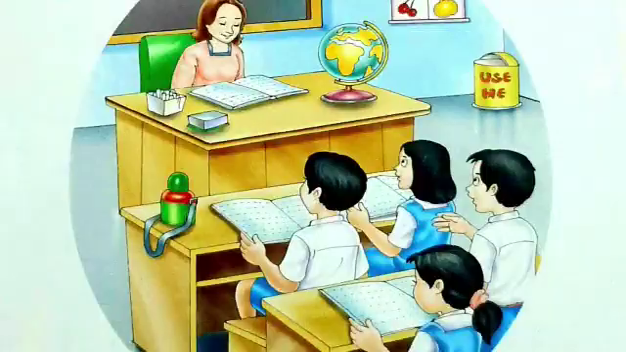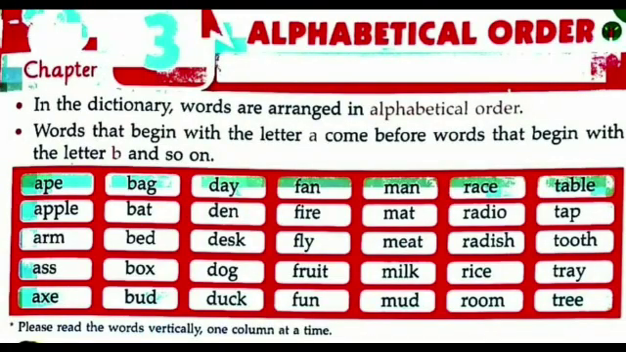Today we'll take up a new chapter from our grammar book, chapter number 3, Alphabetical Order. What is alphabetical order? When words are arranged in the order of letters, as in the alphabet A to Z, then the words are said to be in alphabetical order. Words are arranged in alphabetical order according to the first letter.